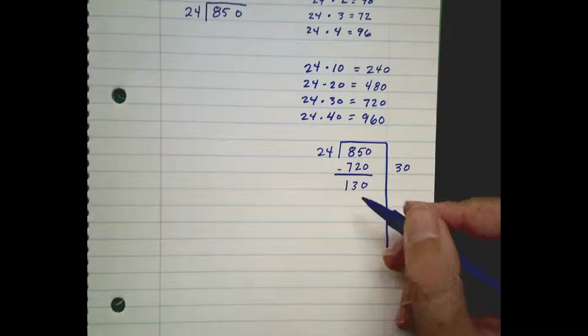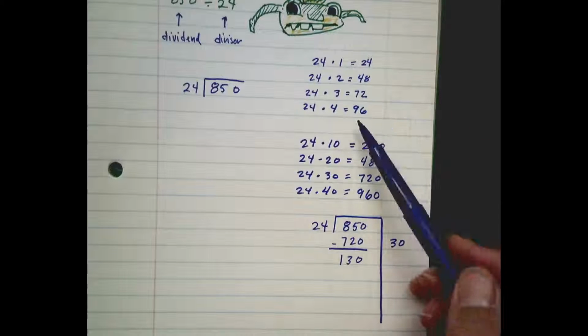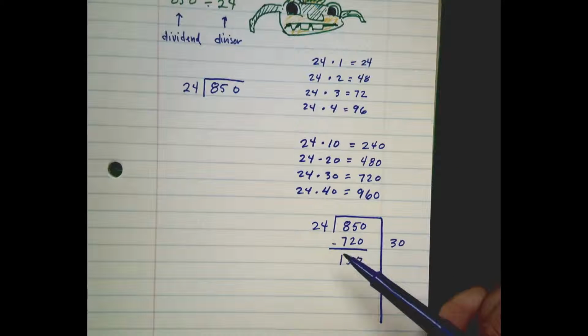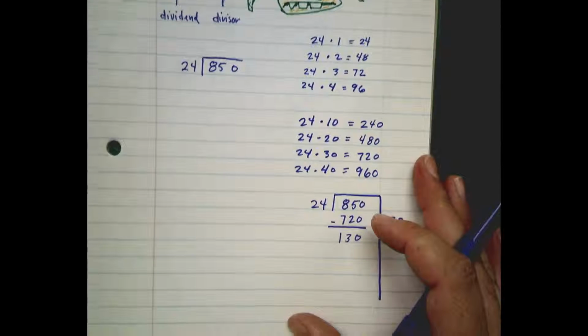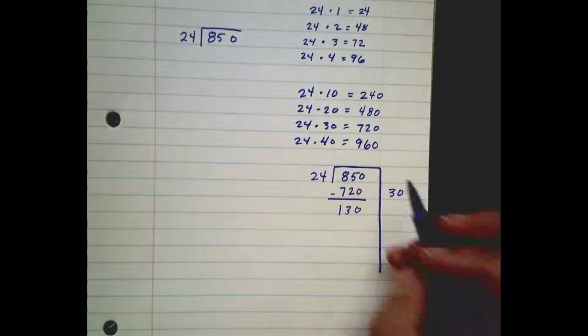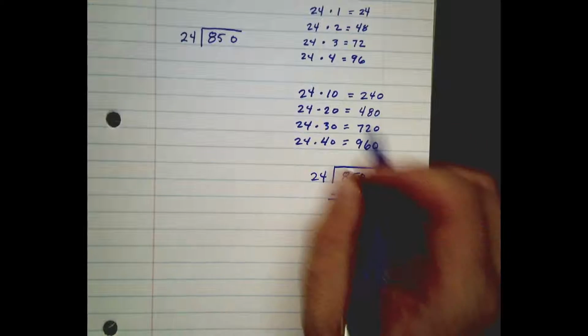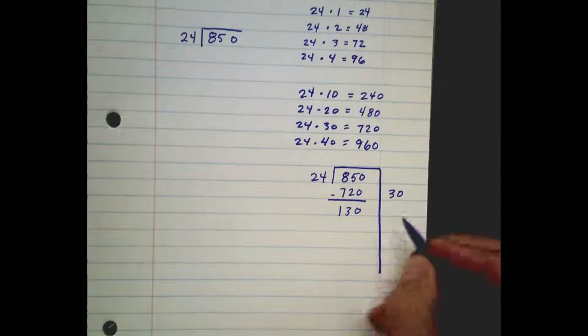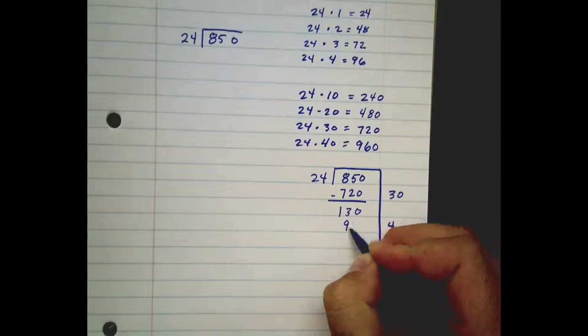So now I have 130. And so with that 130, I know that 96 up here is pretty close to 130. It's not quite, but it's pretty close. And so we'll see what we get. Okay? So I take 24 and I times it by 4 to get 96. So I times it by 4. And I'll write my 4 there, and I'll write my 96 right here.